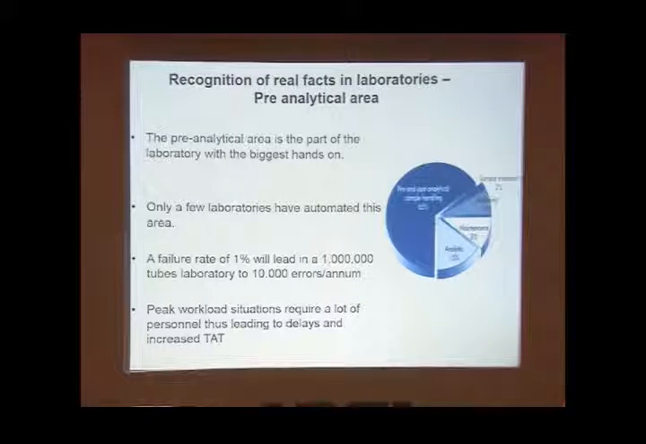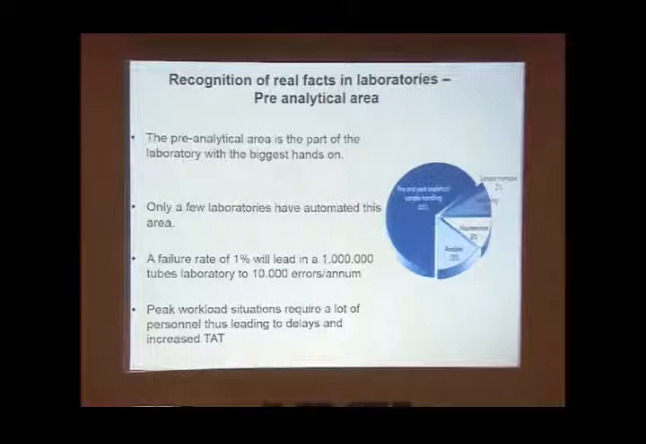Supposing you get, say, 1 million tubes in a year. If there is a failure rate of 1%, that means this lab is going to produce 10,000 errors per annum. So that is something which is frightening. If you are getting about 1 million samples and even 1% error in the pre-analytical area, it will result in 10,000 errors. Then where is your Six Sigma and so on? So you have to think.